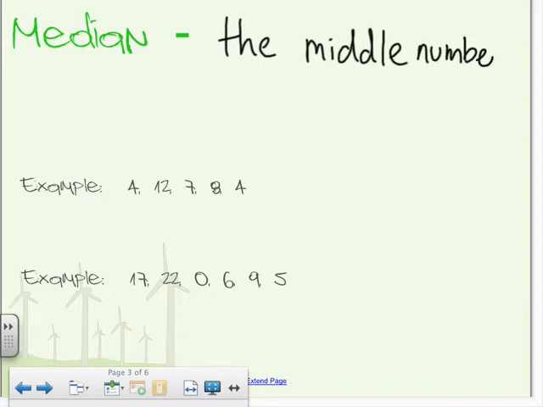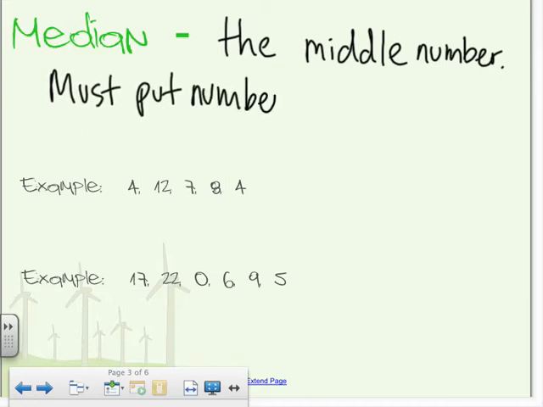And the key for finding the median is you must put the numbers in order from least to greatest, before you go to find the middle number. They often try to trick you, and they don't put them in order, and then you find the middle number. It's not actually the middle number.